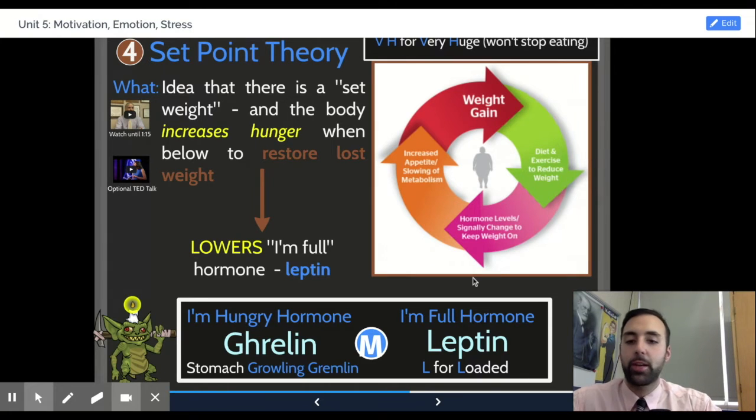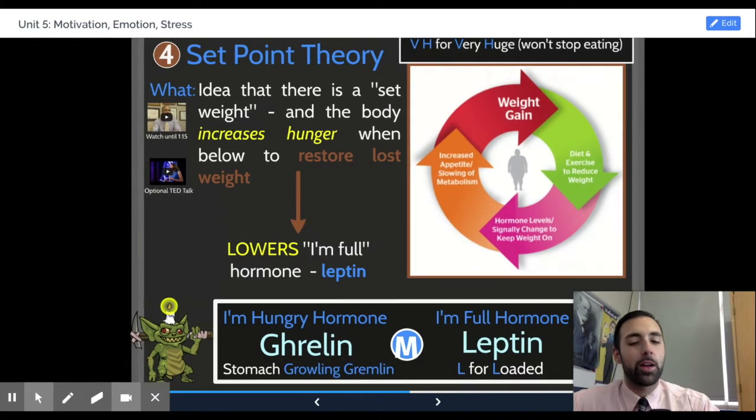And the connection here is that when you are below your set point, when your weight is below that sort of predefined biological weight that your body wants to be, it starts to pull back on the use of leptin, hopefully causing you to eat more and gain that weight back. So there are more than just biological reasons why we eat, though.